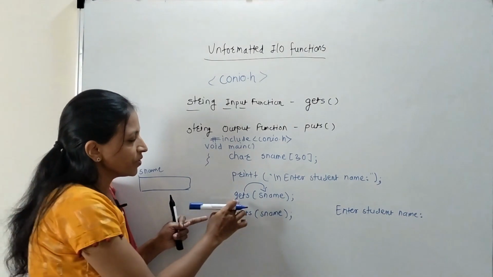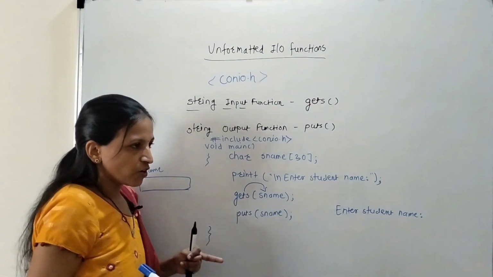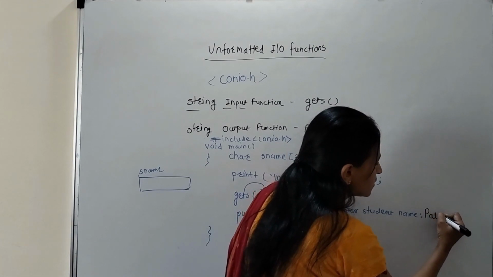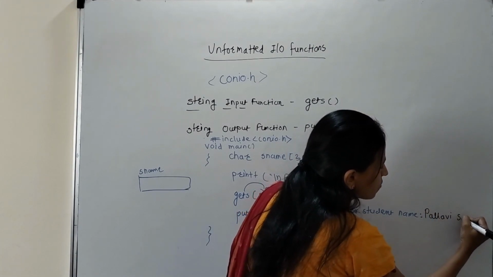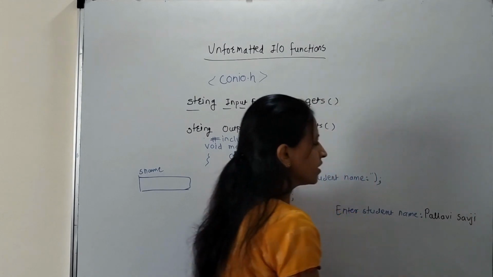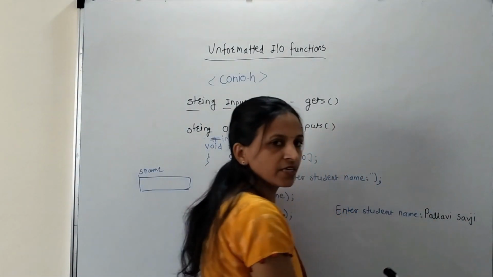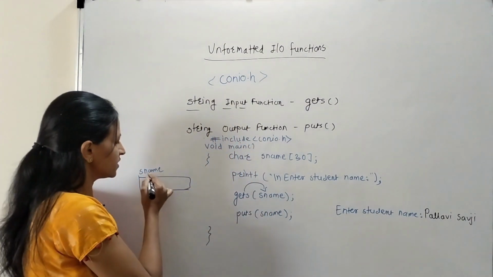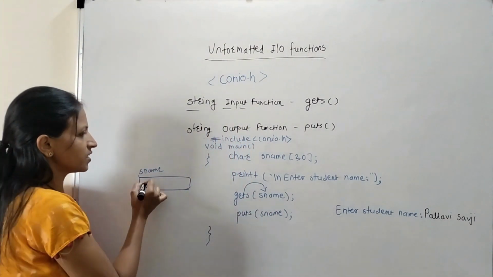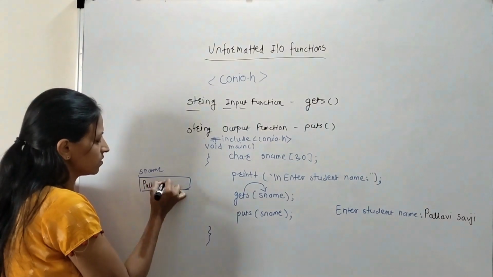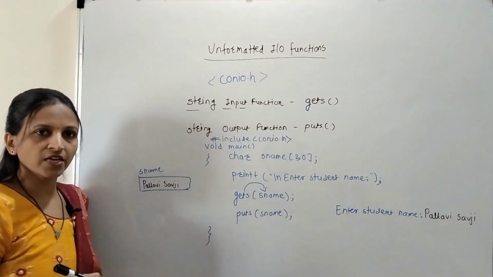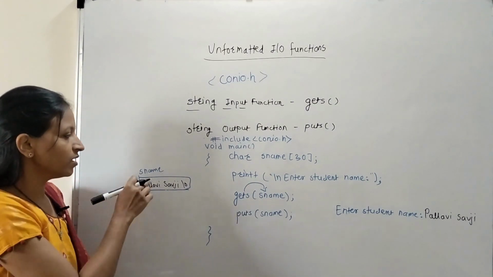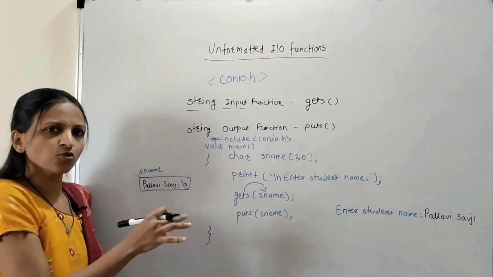Now gets(sname) means whatever the user enters here. Suppose I am the user, then I will enter like this, Pallavi Sauj, and then I will press the enter key. Then this whole string will get stored inside this sname, in this way. And finally at the end, \0, that is the null character, will be attached. It will be done automatically.